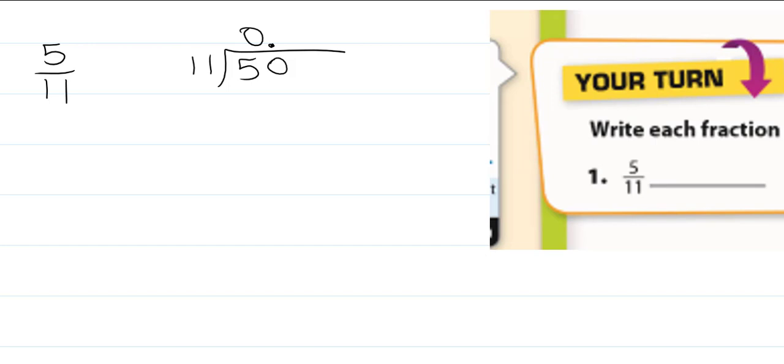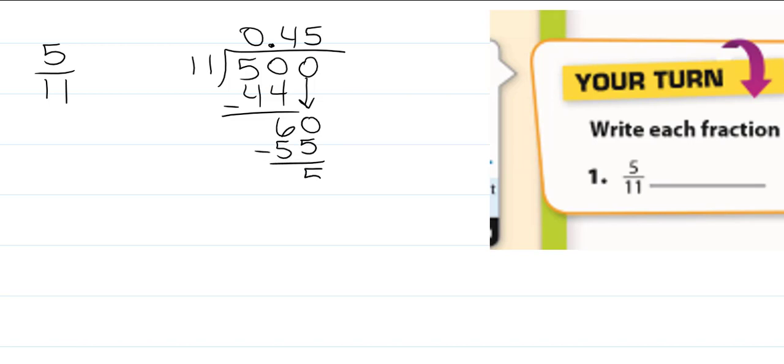Now 11, I can take 11 out of 50 4 times. 4 times 11 is 44. Subtract, and the difference is 6. I have to add a 0, and now I'm at 60. 11 out of 60 will come out 5 times. 5 times 11 is 55. Subtract, my difference is a 5. Still not at 0, so I'm going to keep going. I don't see a pattern yet, so I'm going to keep going.